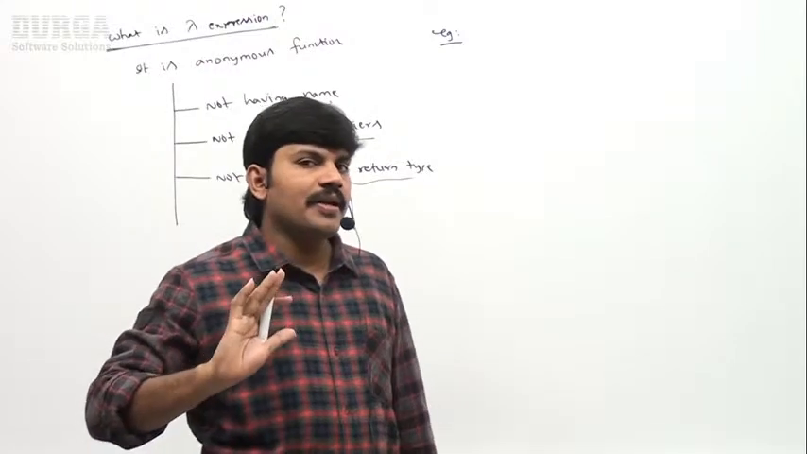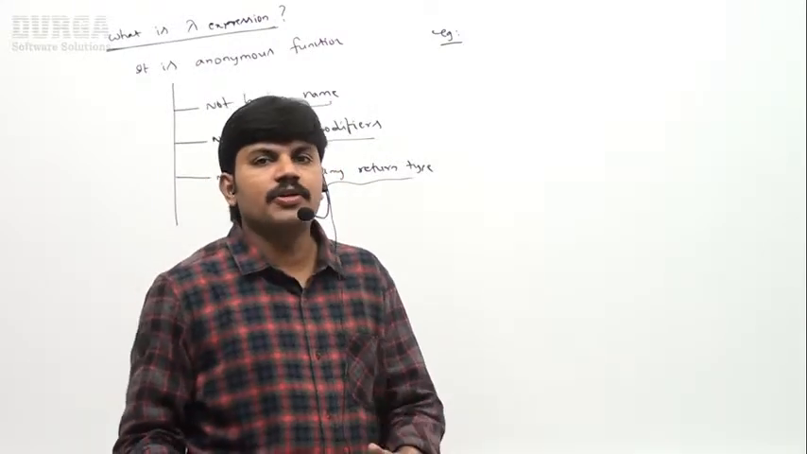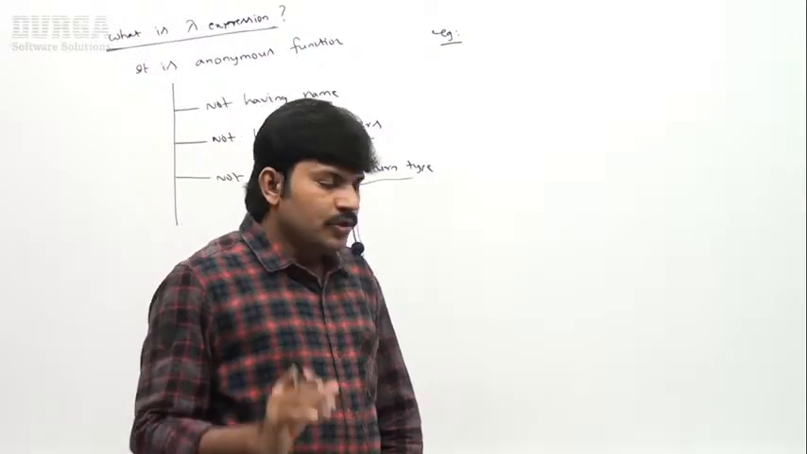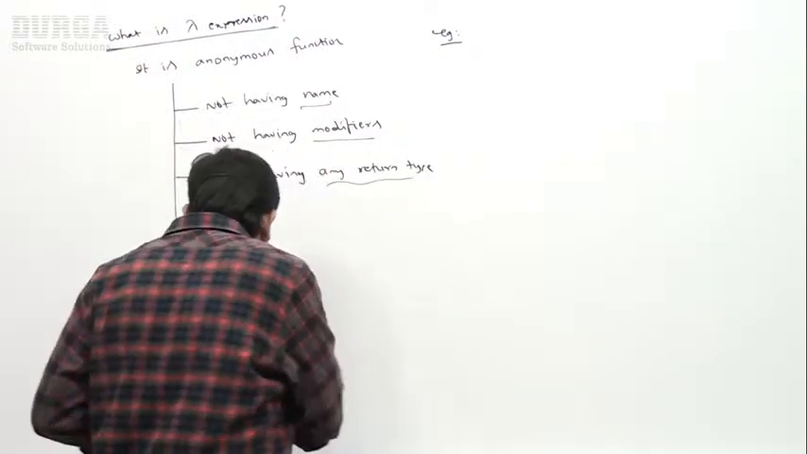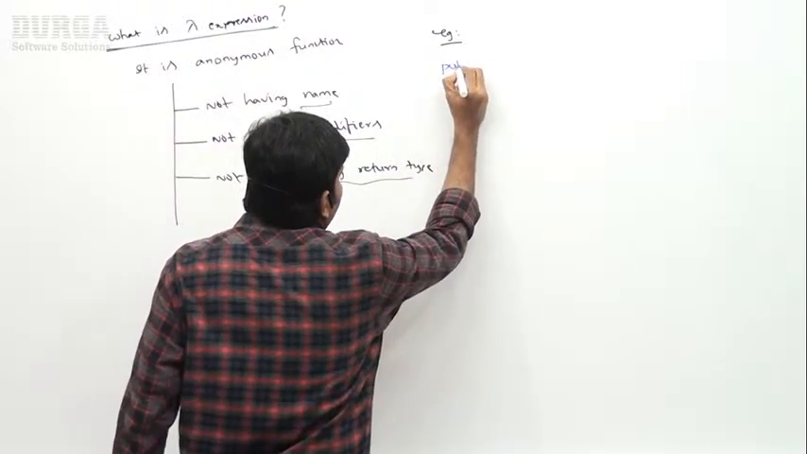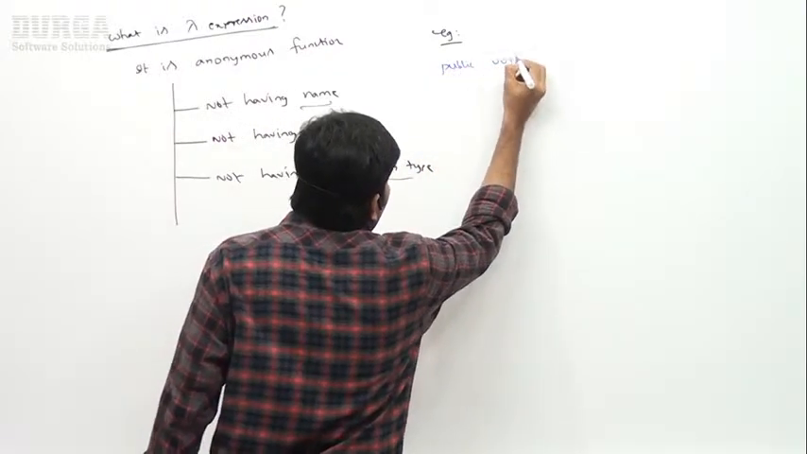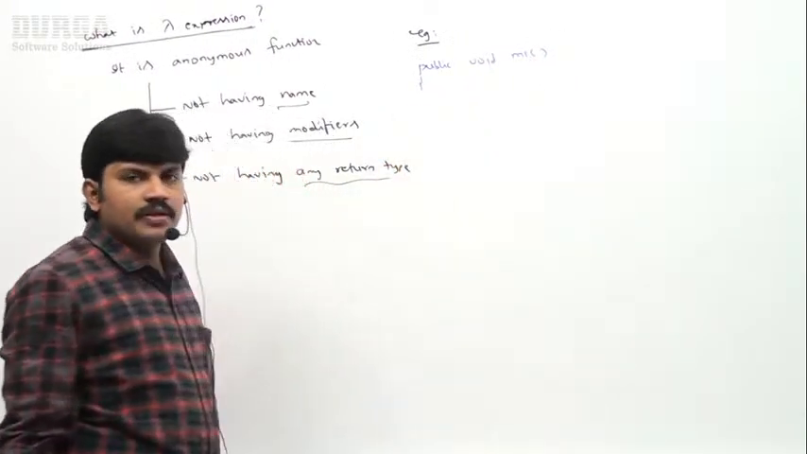If you want to write a lambda expression, if you are aware of the method, happily you will be able to write it very easily, sir. To print hello, can you spell out how you can write a lambda expression? How do you write a method? Public void m1. Public void m1.